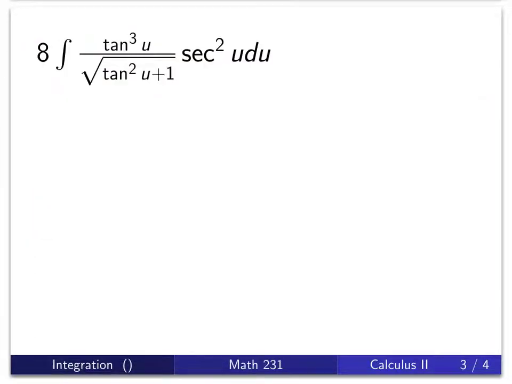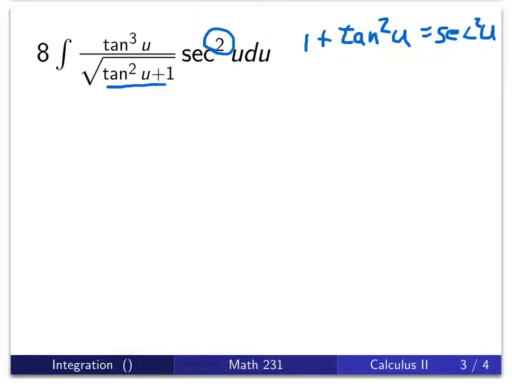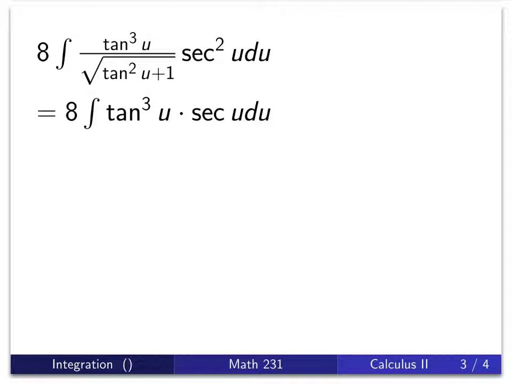All right, we'll start over here on the 9. Same integral. Now we're going to take advantage of the fact that 1 plus the tangent squared of u is equal to the secant squared of u. So this is the square root of the secant squared, which just becomes the secant, which will reduce and we'll lose the power there. Now we've reduced it down to tangent cubed of u times secant of u.